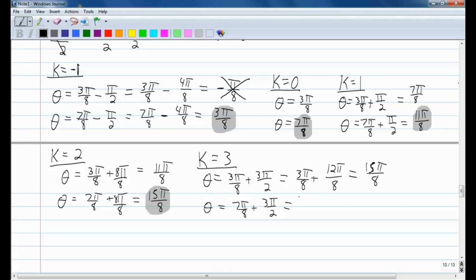But look at this one here. I bet this one's going to be too big. 7 pi over 8 plus, again, 12 pi over 8. So that's going to be 19 pi over 8. 19 divided by 8 is bigger than 2. So that's bigger than 2 pi. So this is where we start getting too big. So we have 4 answers. The solution set is 3 pi over 8, 7 pi over 8, 11 pi over 8, and 15 pi over 8.